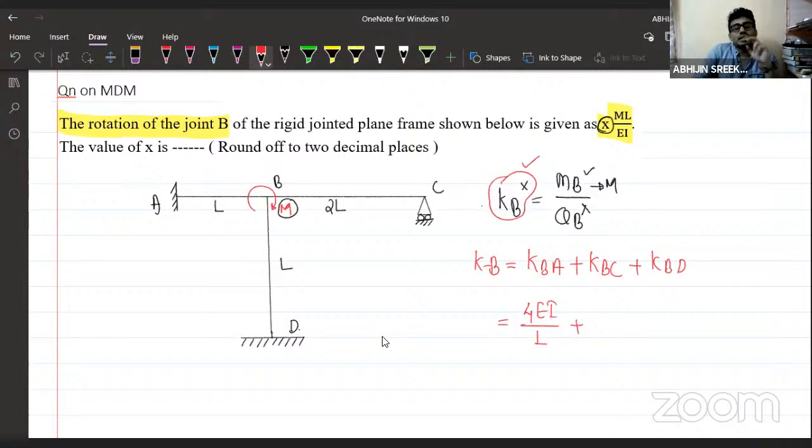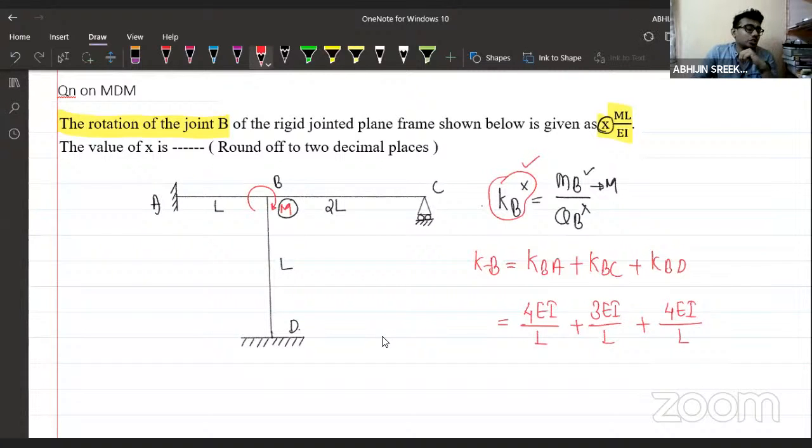Stiffness for the member BC. For member BC, B is the near end where the moment is applied. C is the far end. The far end is hinged here or roller here. What is the equation? It is 3EI divided by L. For the member BD, what is the stiffness? It is 4EI divided by L.